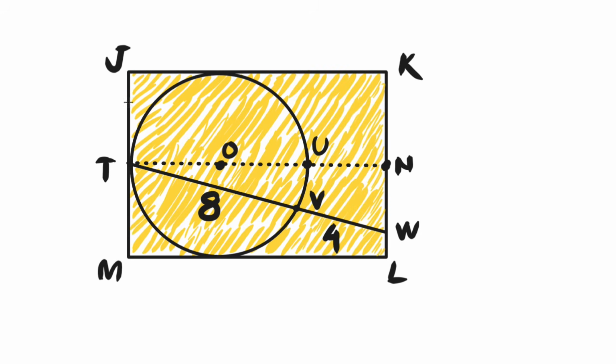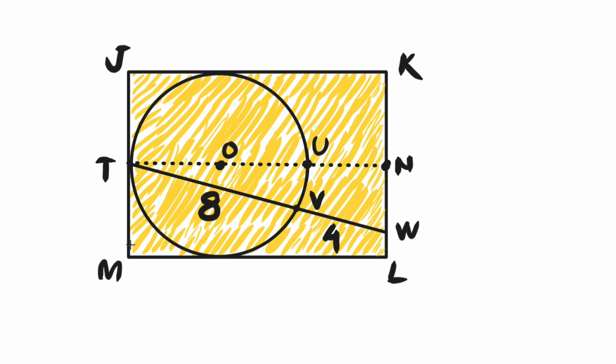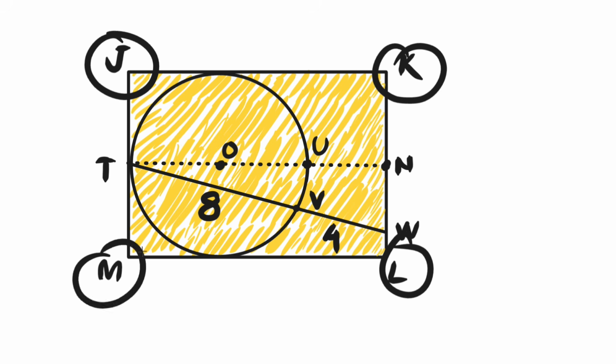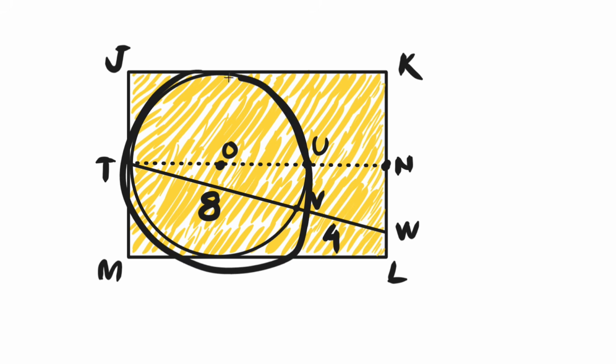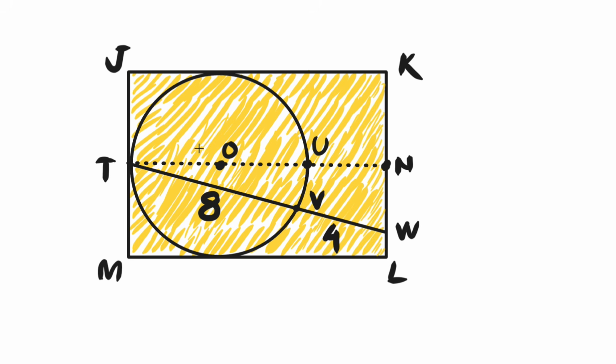Let's work through this geometry problem carefully and keep track of exactly why each step works. We have rectangle JKLM, and inside it there is a circle touching the top, bottom, and left sides of the rectangle. The circle touches the left side at point T.